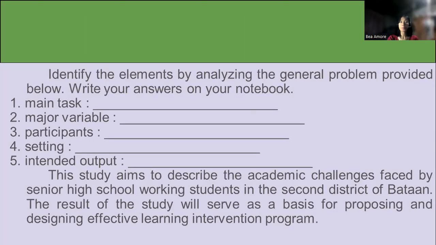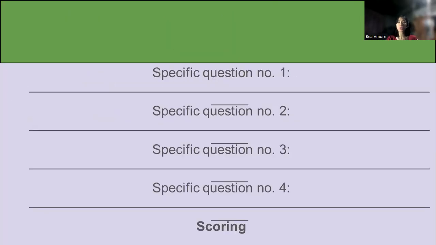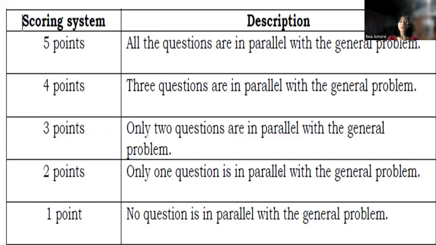Because the general statement is already here, you will make the specific questions. So this is how you will be graded. All 5 points, all the questions are in parallel with the general problem. 4 points, 3 questions are only parallel with the general problem. 3 points, only 2 questions are parallel with the general problem. 2 points, only 1 question is in parallel with the general problem. And 1 point, no question is in parallel with the general problem.